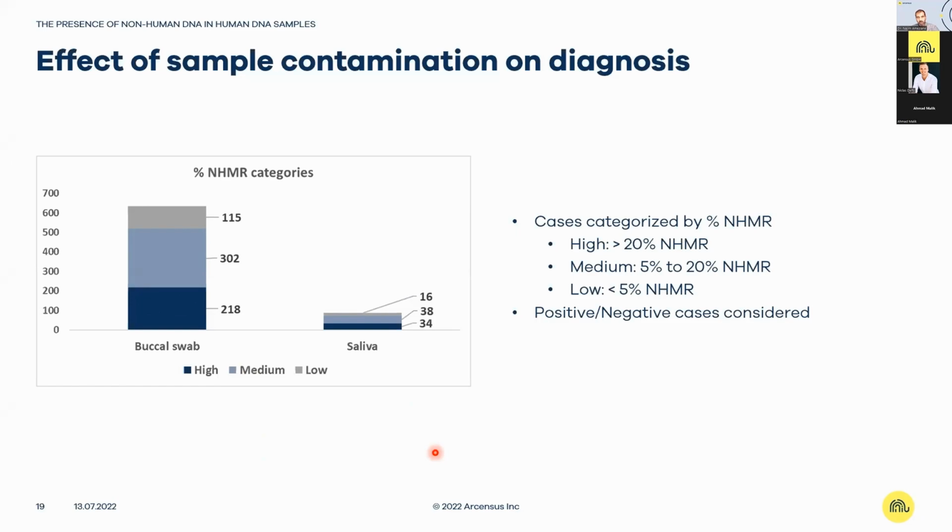We categorized them as high, when containing more than 20% of the non-human mapped reads, as medium when they contain between 5 to 20% of the non-human mapped reads, or as low whenever they have less than 5% of the non-human mapped reads. And then we only focused on the samples that had either a positive or a negative diagnostic result. So we ignored a couple of samples.